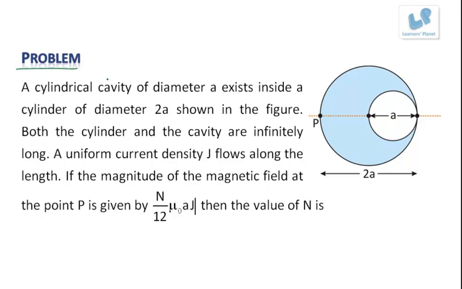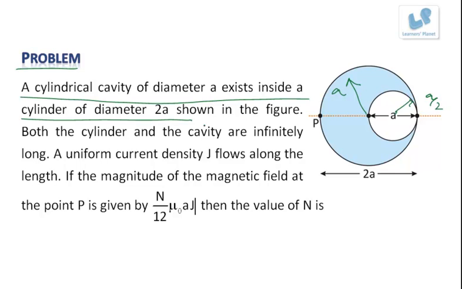Now let us look at the next problem. A cylindrical cavity of diameter a exists inside a cylinder of diameter 2a. Okay, so this radius is a and this radius is a by 2. And this white portion is a cavity. Both the cylinder and the cavity are infinitely long.